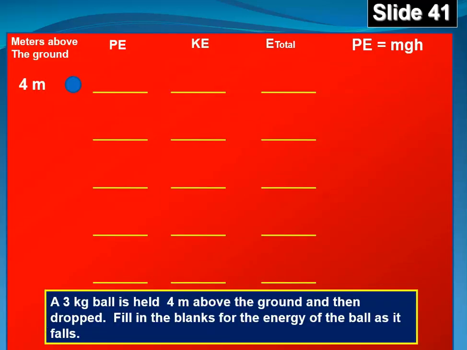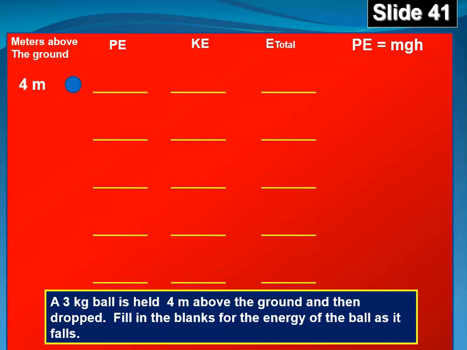Okay, so let's look at an example here that uses these principles. You won't need KE equals 1/2 mv squared, but the other two principles you'll need here. So let's say you have a 3-kilogram ball, and it's held 4 meters above the ground, and then dropped. Fill in the blanks for the energy of the ball as it falls.